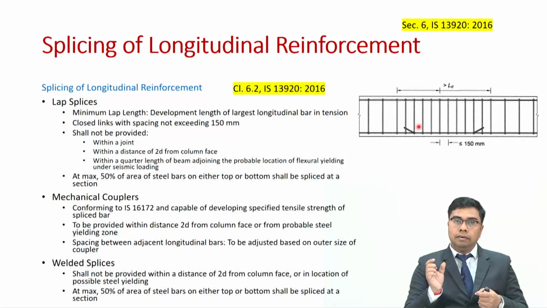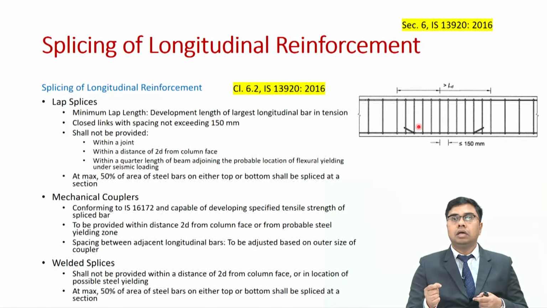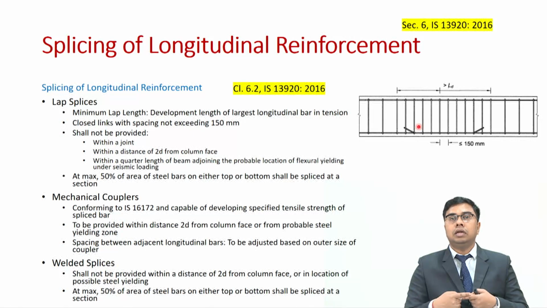Then at a given location you cannot splice more than 50% of steel bars. Why? This is an over conservative approach, but typically in the lapping region the force transfer is happening from one bar to another, and that is why you do not want all the bars to be engaged in that force transfer rather than silently doing their task of carrying the tension.